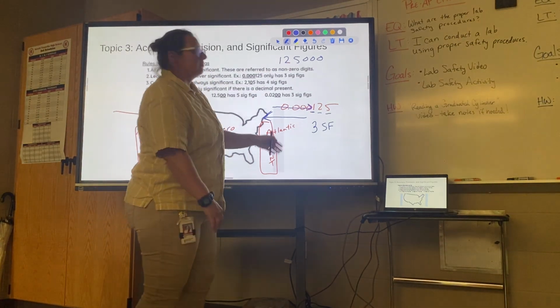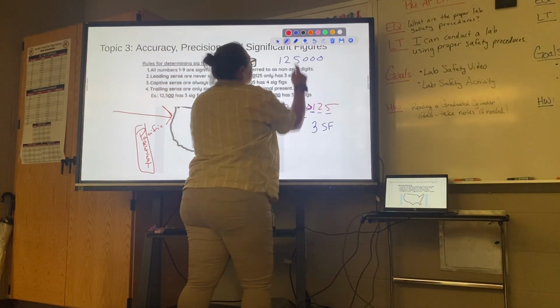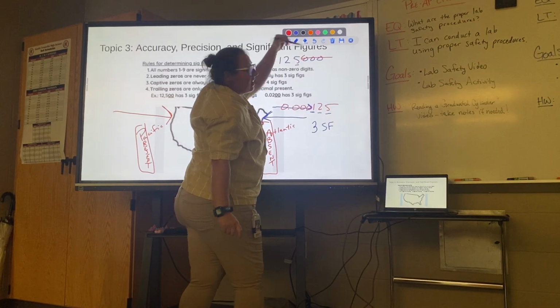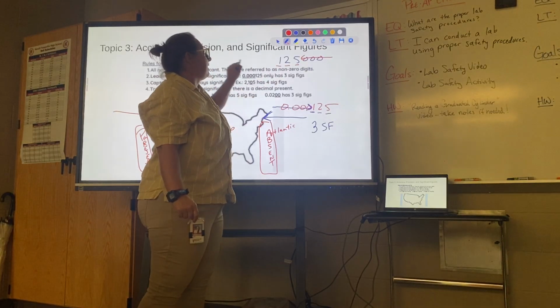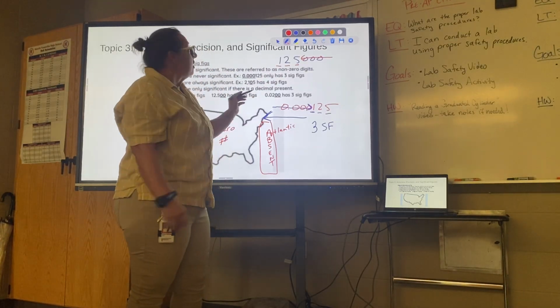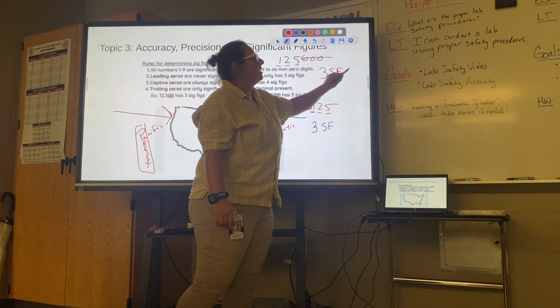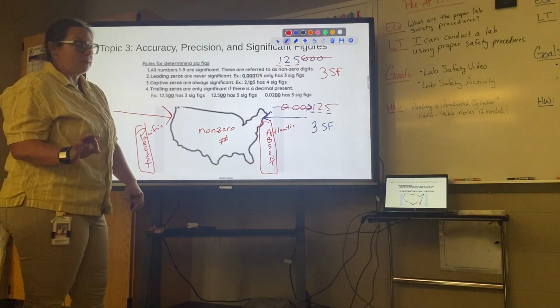So for here, decimal absent. I'm going to enter my number in this direction until I hit a non-zero number. There's my non-zero number, so I count everything that goes beyond that. So this number also has 3 significant figures. Let's do a couple more examples.